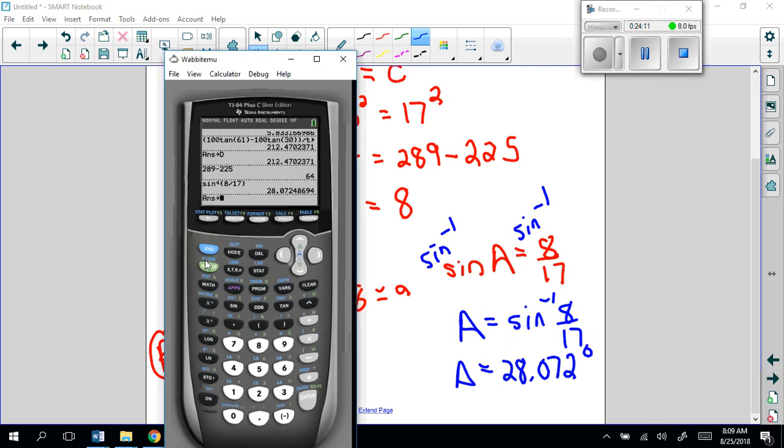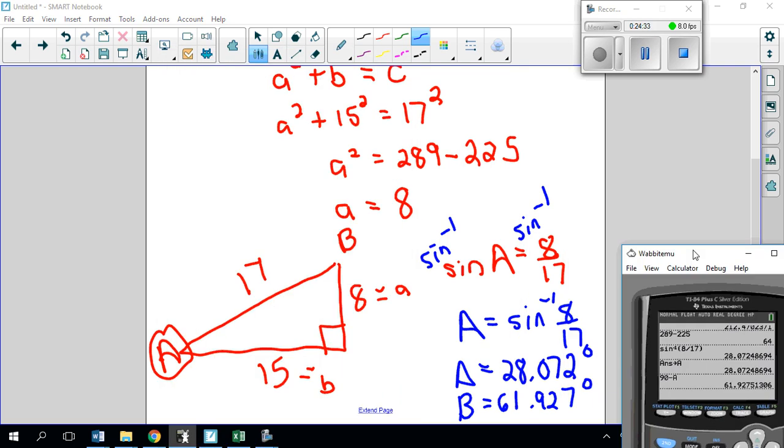So angle A, then angle B is 90 minus angle A, which is 61.927. Once again, I'm a truncator. MML rounds, so that 7 would be an 8 in MML. So you've got to be careful. When you're working MML, understand they're still in their first version. There's going to be mistakes left and right.